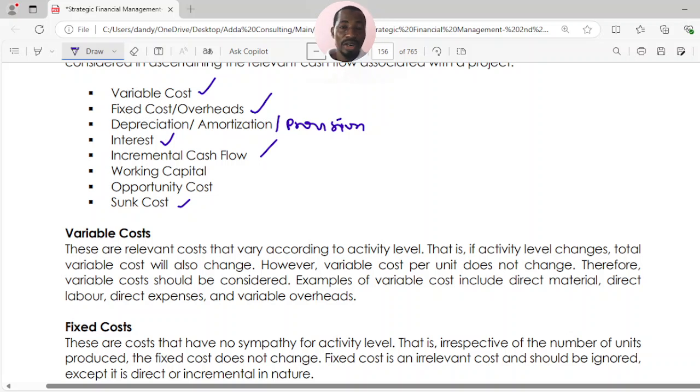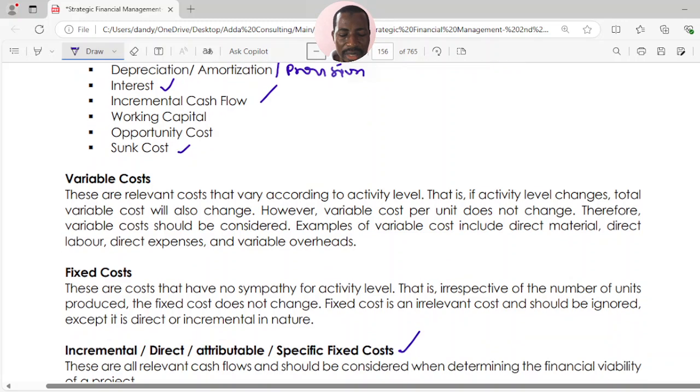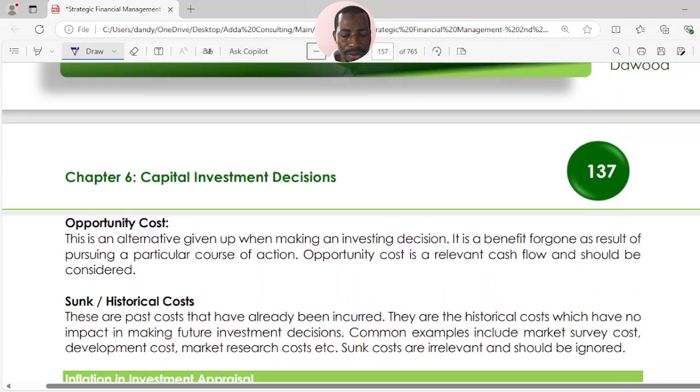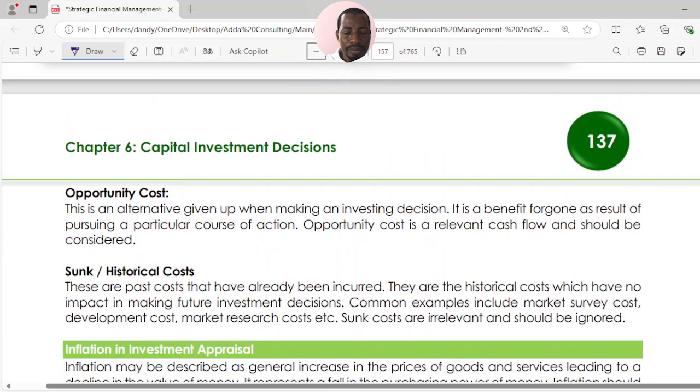You can be given development cost. When you see any preliminary expenses like feasibility study costs incurred, any costs that have been incurred before the project commences, irrespective of when the payment will be made, they are all irrelevant. They are sunk costs and therefore should be ignored. So past cost is not considered in the determination of financial viability of a project. Please ignore it.